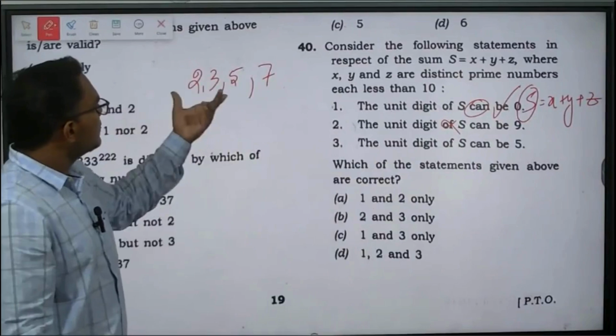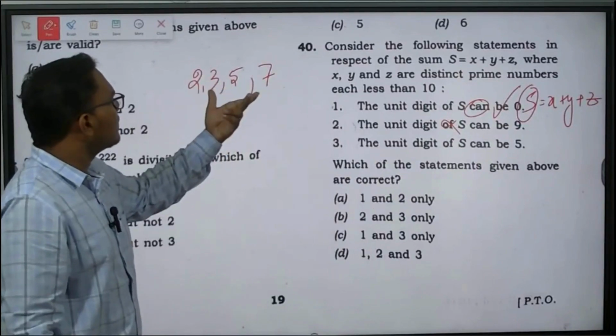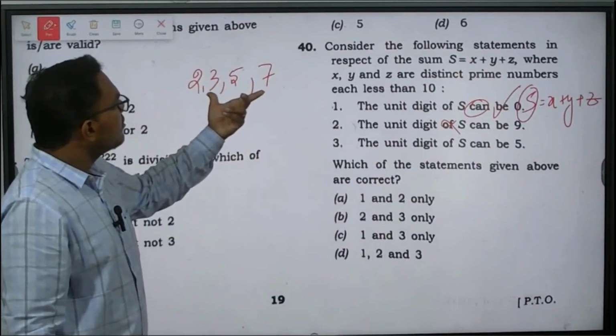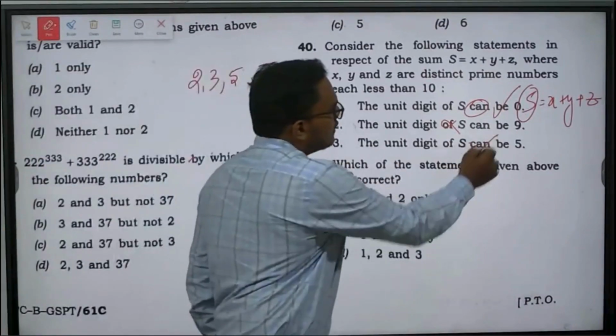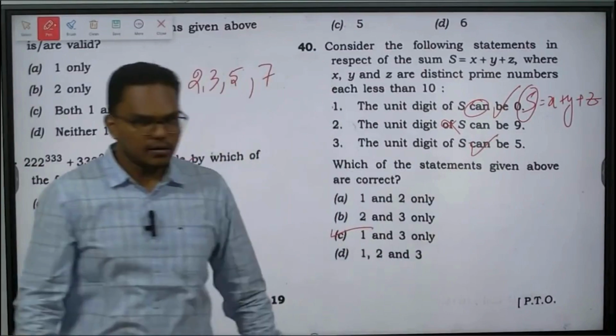The unit digit of S can be 5. Take 7 plus 5 plus 3, that is 3, 5, 7. If you add all this, what will happen? You'll get 15. The unit digit of 15 is 5, yes, it can be. So option C is right.